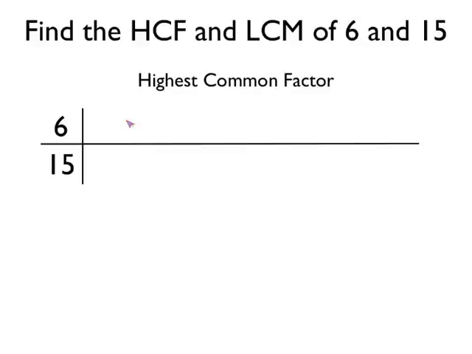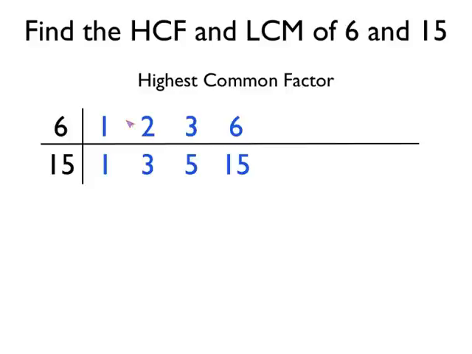So we put the 6 and the 15 in a table, and then you write in the factors of those two numbers. If we're after the highest common factor, you must remember that the table needs to have in the factors of 6 and the factors of 15, like you can see here.